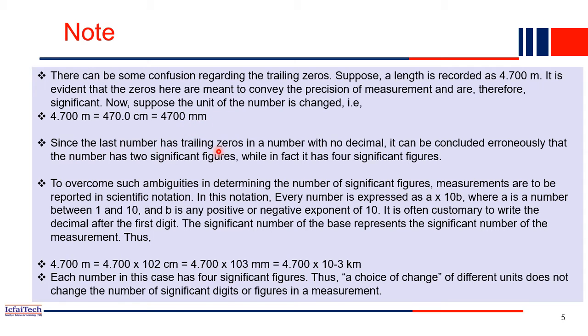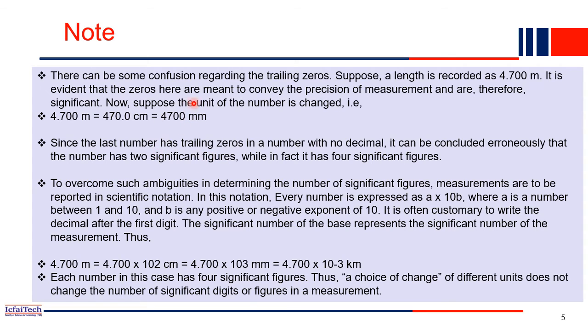Since the last zeros are trailing zeros in a number with no decimal point, you see this number, there is no zero after the decimal point. So it can be concluded erroneously that the number has 2 significant figures, while in fact it has 4 significant figures. So basically you can understand that this is very confusing. You have to understand this properly. When you convert the unit, 4.7 is in meter, but if you convert it into centimeter, you will have one zero after the decimal. But if you convert it into millimeter, then there is no zero right after the decimal. So again it will be confusing.